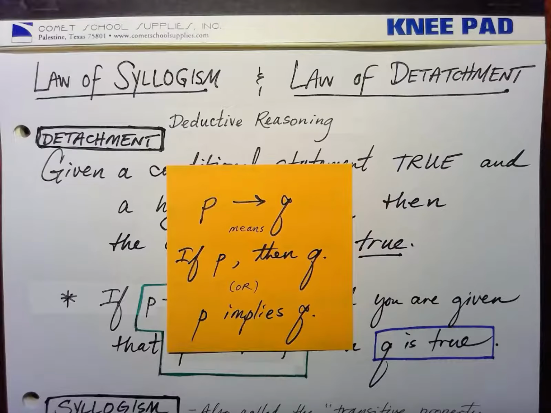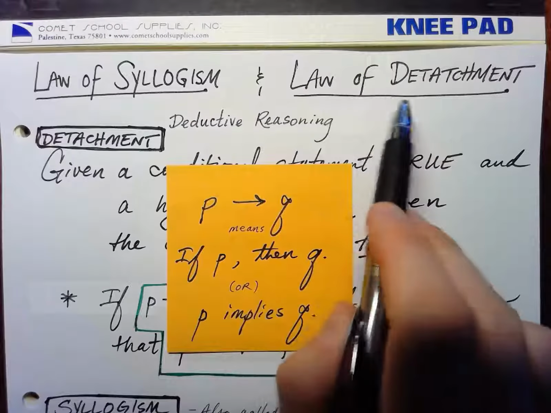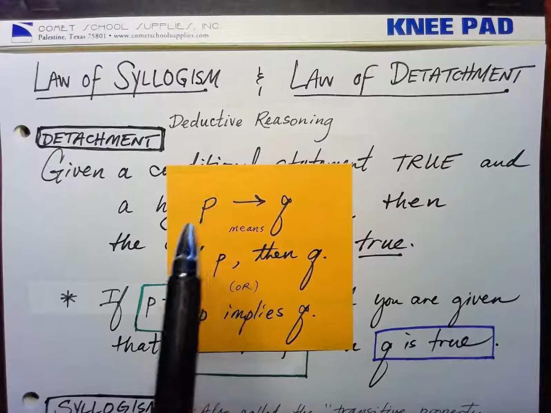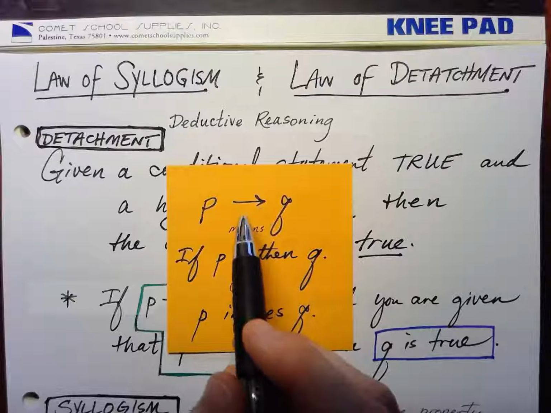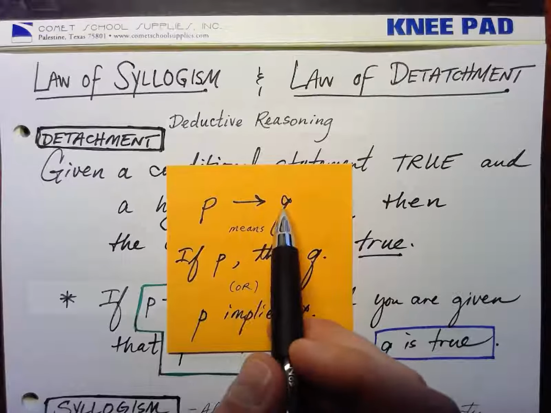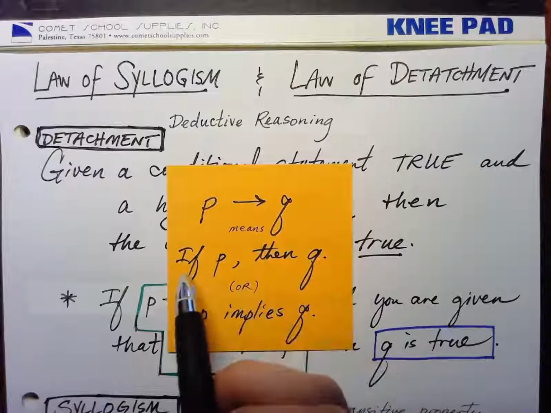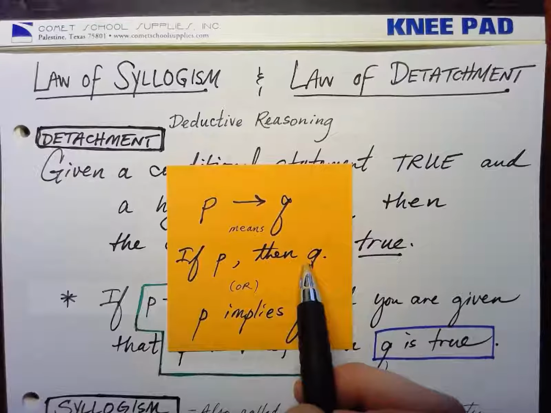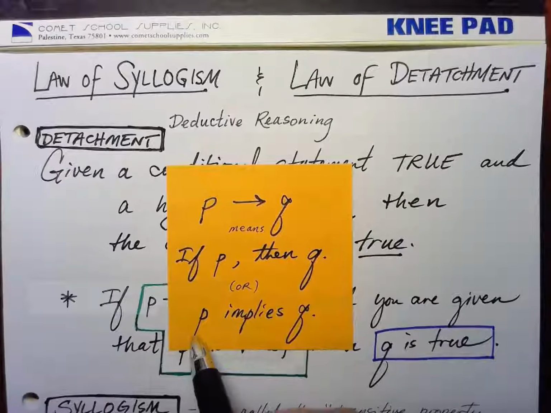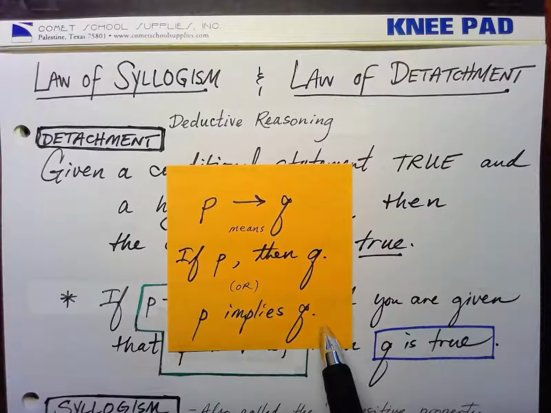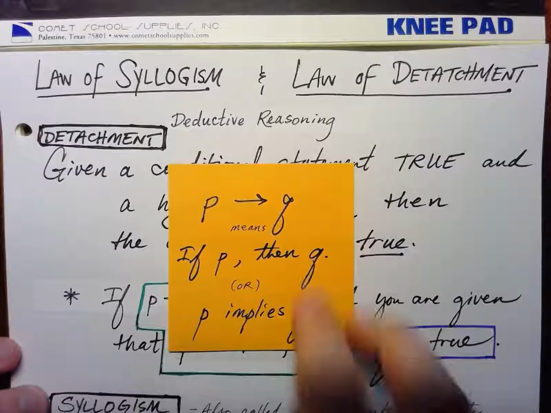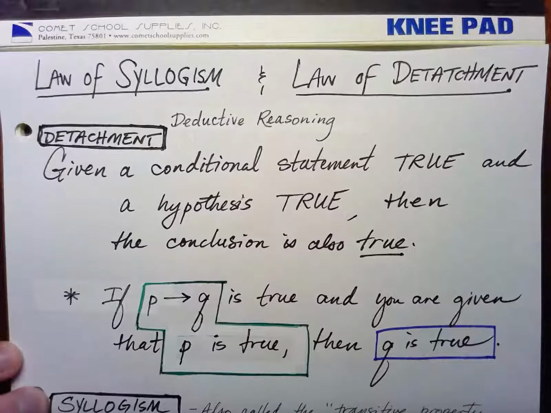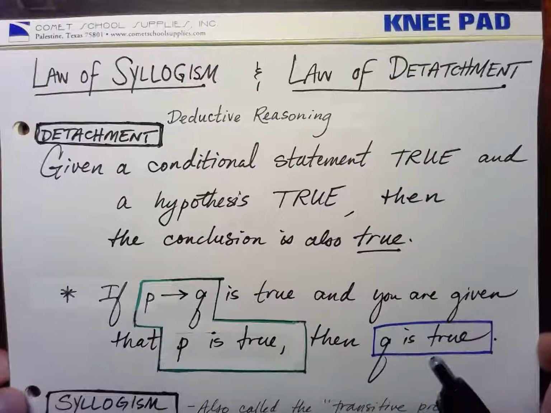We're going to talk about the law of syllogism and the law of detachment. But before we start, I want to look at this orange sticky note real quick. Just to review, P arrow Q means if P then Q. It's a conditional statement. It's also the same thing as saying P implies Q. So, if one, then the other one. Okay? So let's go through these two laws.